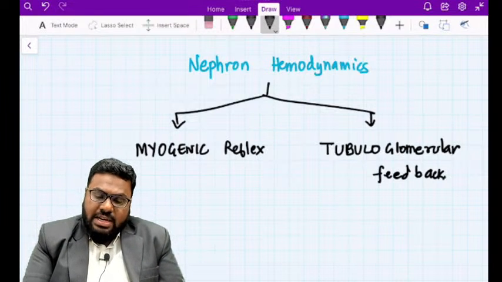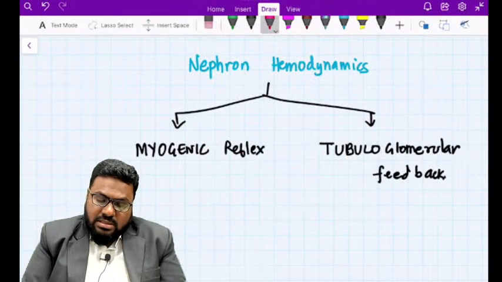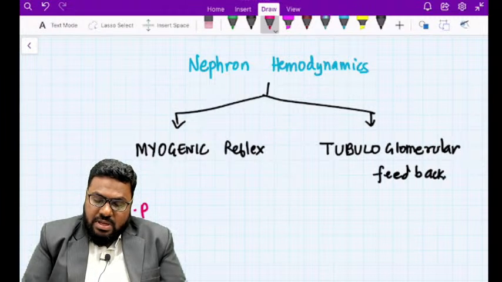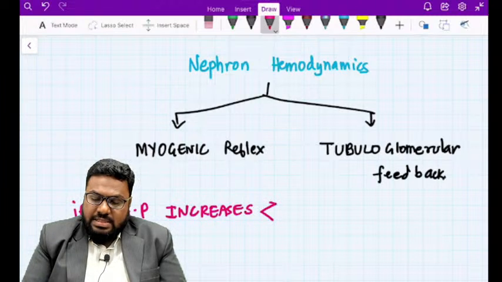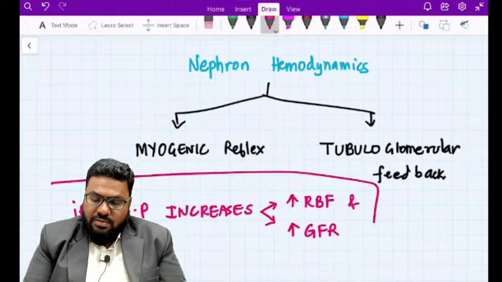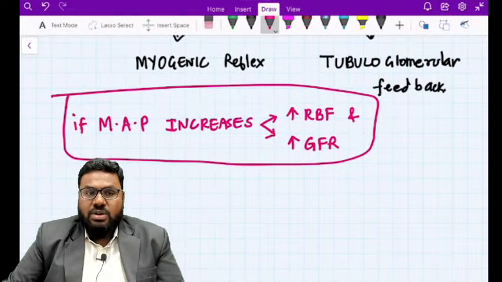Alright, let us try to further understand this statement. What is the statement I told you which is very important here? I told you whenever there is increased mean arterial pressure, this results in increase in renal blood flow as well as increase in GFR. You have to remember this statement. It's a golden statement. All right, golden statement today.